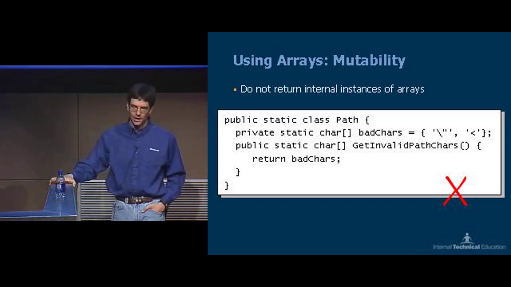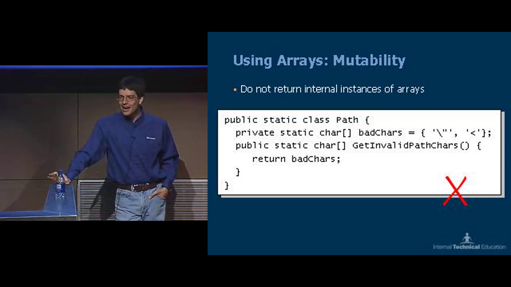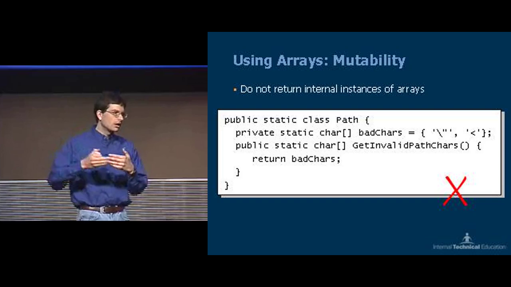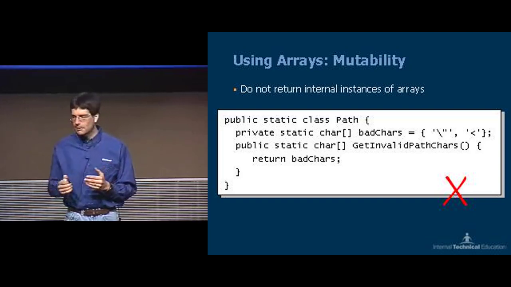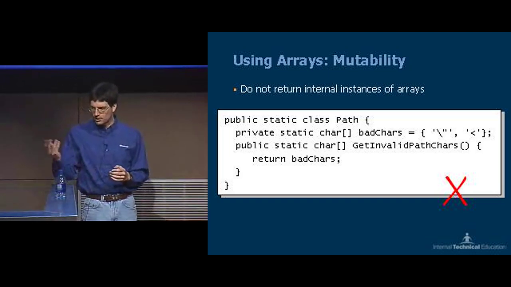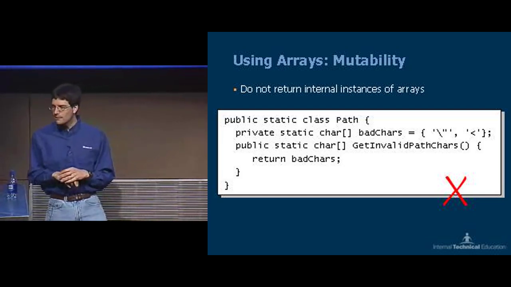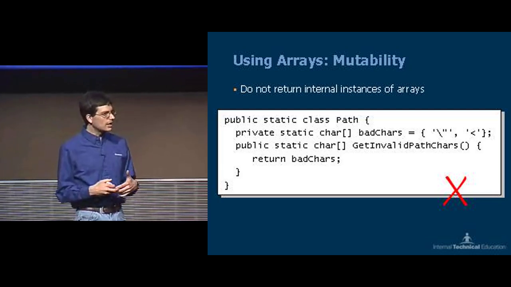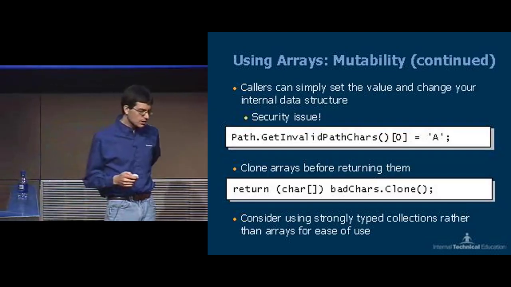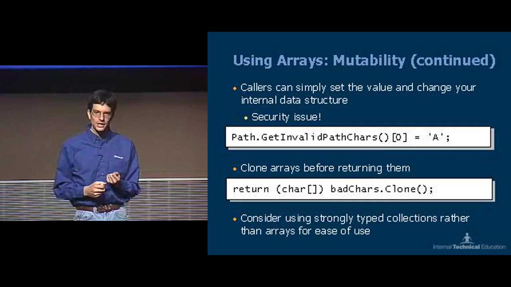We actually had this problem in V1 of the framework with invalid path chars, where we had this private static array called bad chars, and it listed all the Unicode code points that were not valid for a path. And then we had a property or a method that just returned that instance. We returned that internal instance. And because arrays are mutable, people could just change that instance. So if you look at the code here, all they have to do is get the return. Oh, thank you very much. You handed me a pointer to your internal data structure.